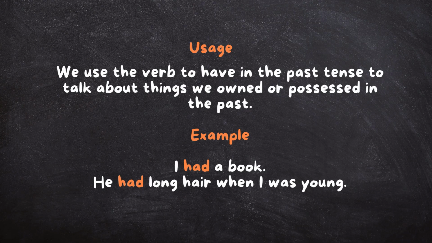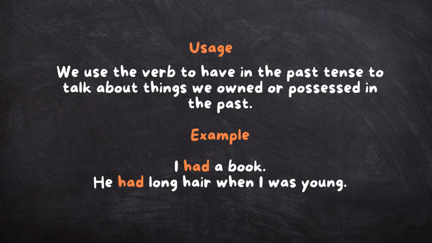Examples: I had a book. He had long hair when I was young. So in all of these examples, we are being told of what somebody had. As in the first example, I used to have a book. That means in the past, I used to have a book that belonged to me. In the second example, when I was young, I'm telling people that he used to have very long hair.